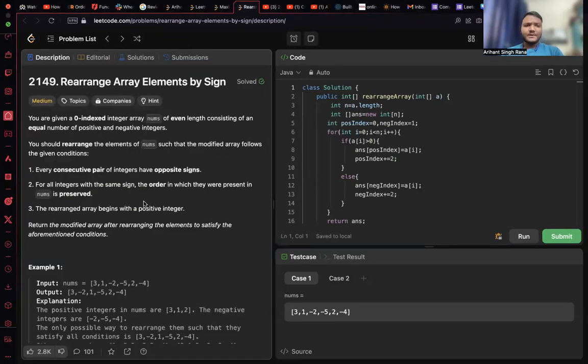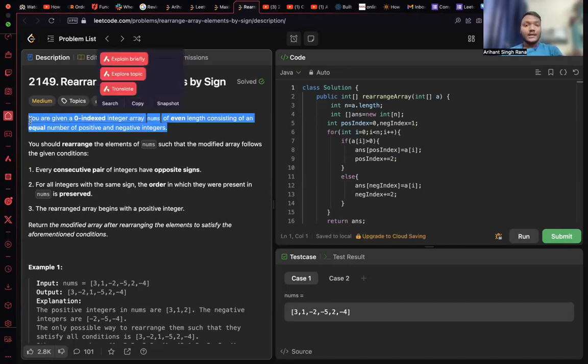The question is pretty simple, and it says that you are given a zero indexed integer array nums of even length consisting of an equal number of positive and negative integers. This statement simply says that we have been provided with an array called nums, and it contains an equal amount of positive and negative numbers. For example, if we have an array of length 4, then we will have two negative and two positive numbers, and it is guaranteed that they are equal in number.